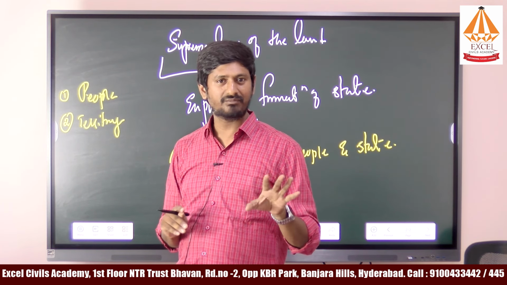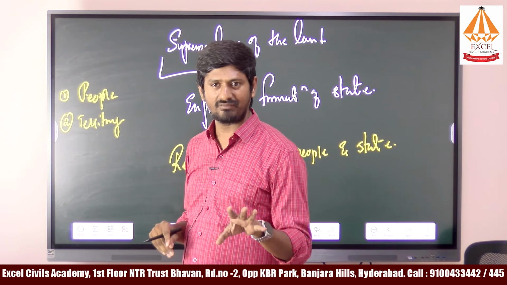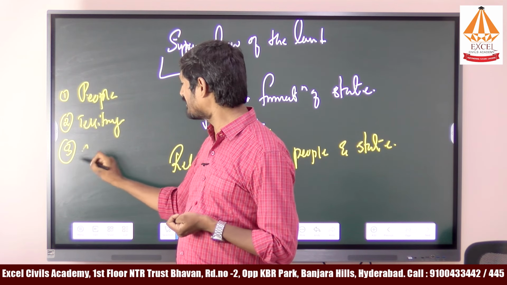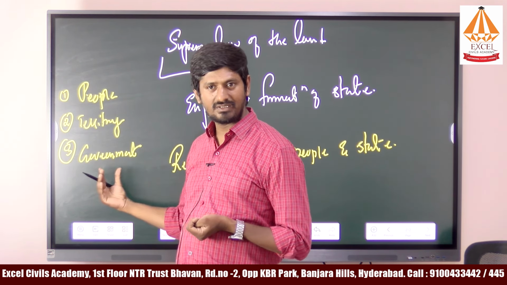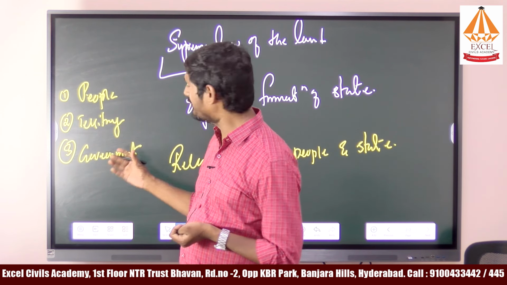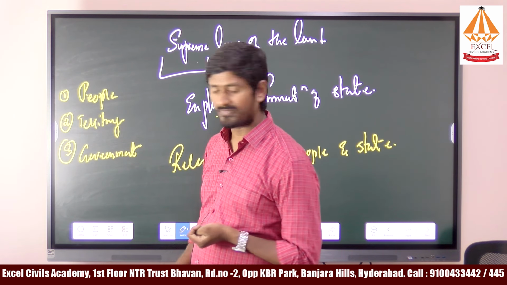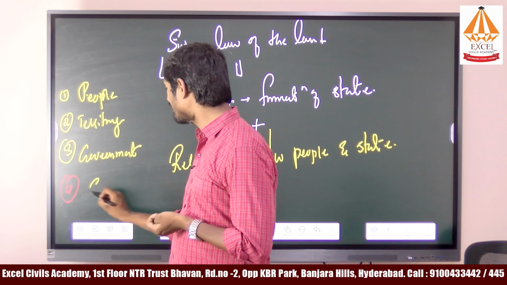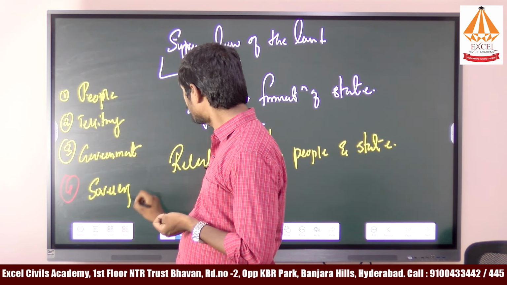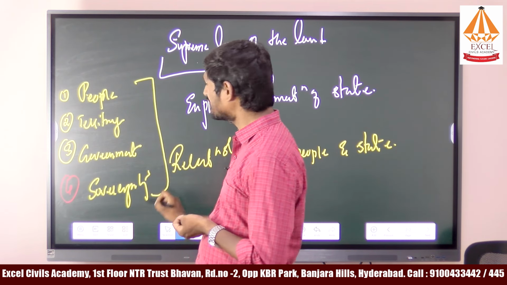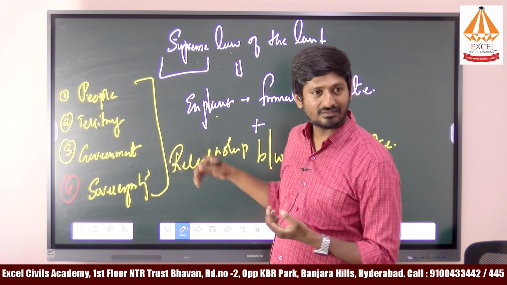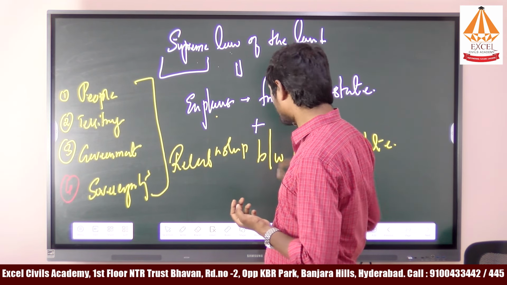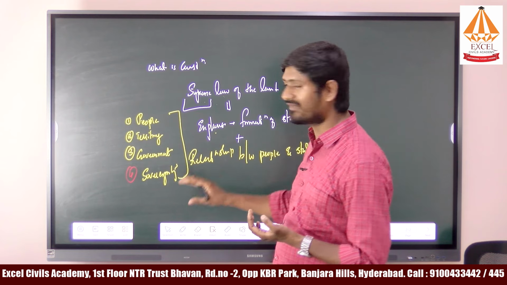Territory. There must be some geographical territory where people are living. And thirdly, what is that? There must be government. It is a governance institution. It is to ensure the coordination among the people. And the 4th one is sovereignty. These are the elements of the state. These elements are created by which one? Constitution. Sovereignty means the ultimate power vested with the government.